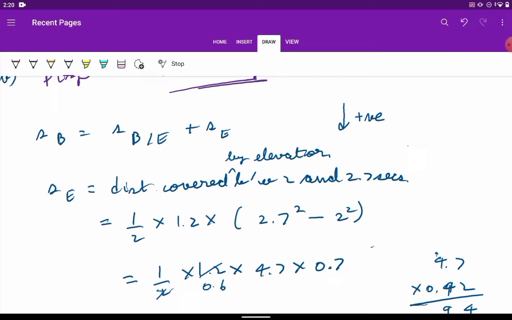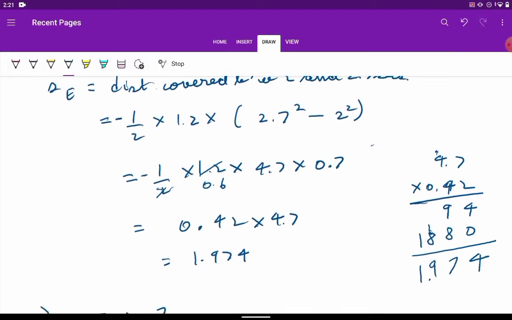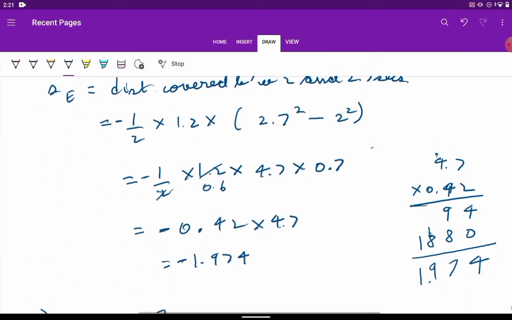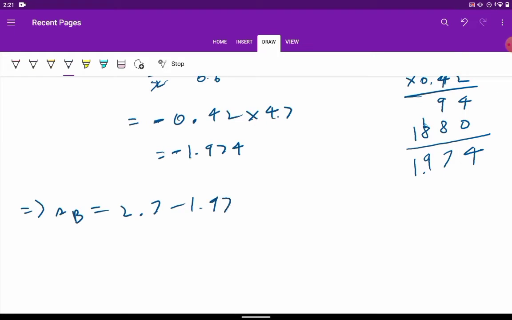Okay, one thing, I made a small mistake. That SE is basically, the elevator is moving upwards, so it has a negative sign because we are taking the downward direction to be positive. So it moves upwards from 2 to 2.7 seconds, right? So this becomes minus 0.974. This becomes approximately 2.7 minus 2, which is 0.7 meters.